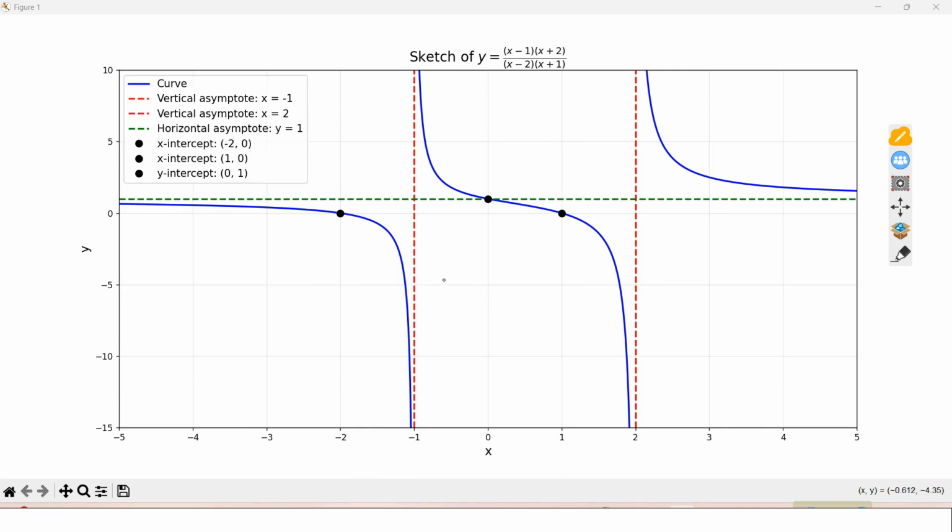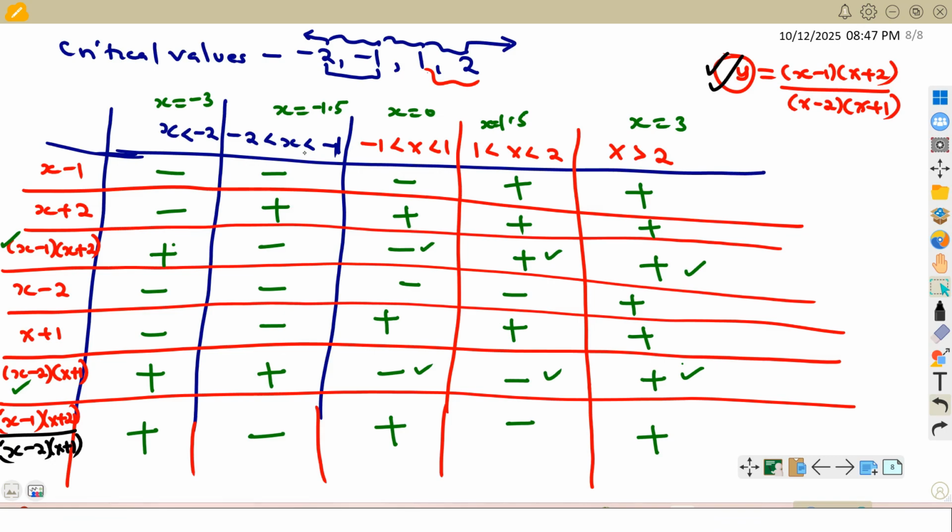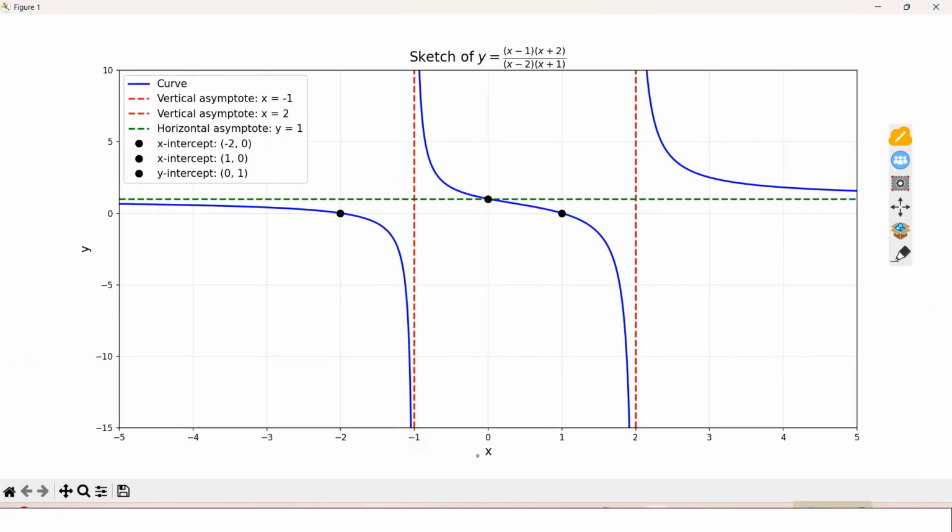Then next, in the region between -1 and 0, actually it is -1 to 1. In the region between -1 and 1, the curve must be positive. So in this region here, the curve must be positive. So here we have our intercept. So it means the curve in this region must be positive.